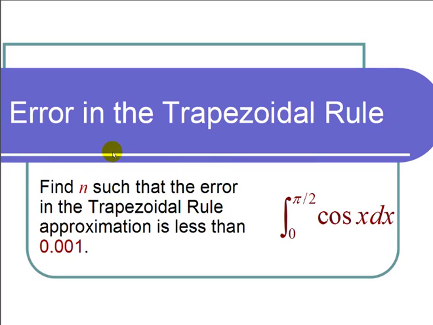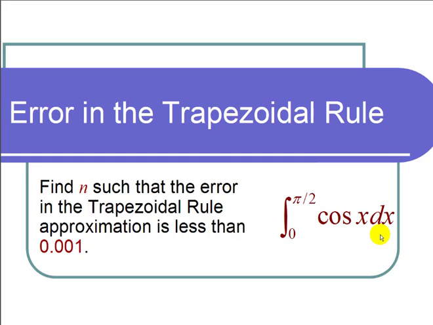This is a video on determining n for error in the trapezoidal rule. The question states, find n such that the error in the trapezoidal rule approximation is less than 0.001 for the integral from 0 to pi over 2 of the cosine of x dx.